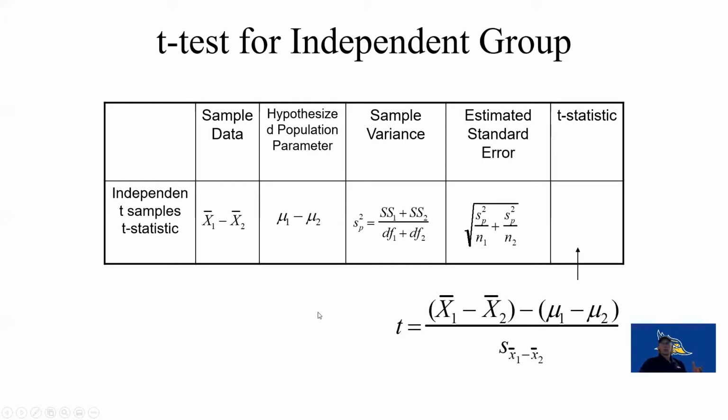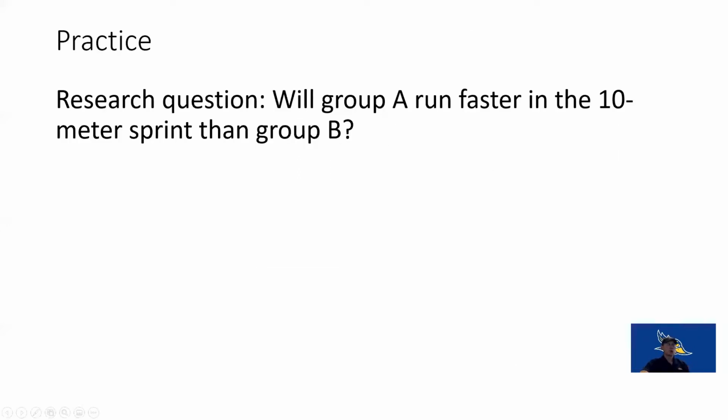So remember our steps here for our t-statistic. Here we have our sample data or sample difference, our population difference, our pooled variance, our estimated standard error, and our full t-statistic. Okay, take these steps as you go through. It's going to help you if you make sure that you follow the steps the way that we just went through the steps. So now it's time for you to practice.